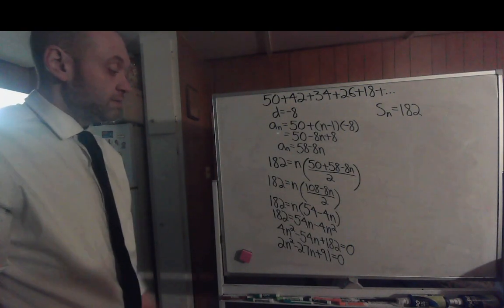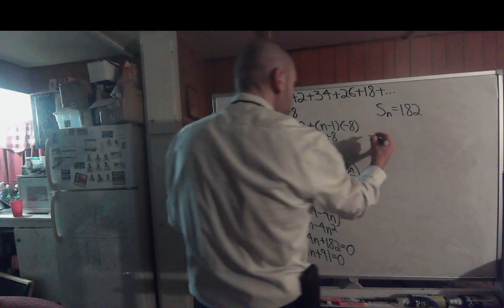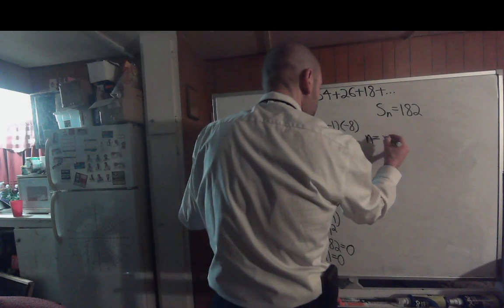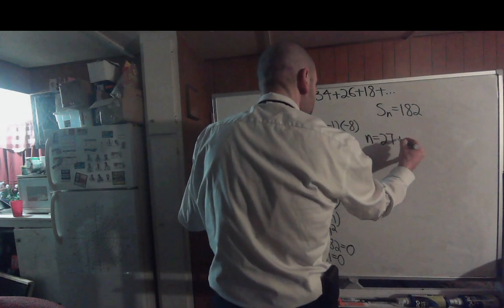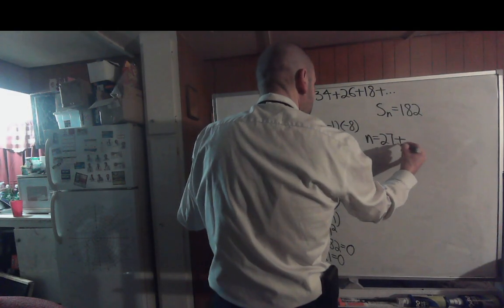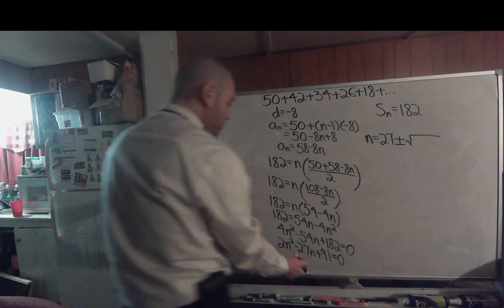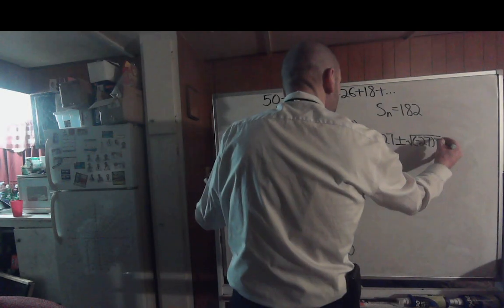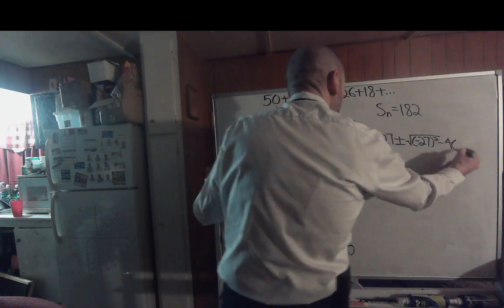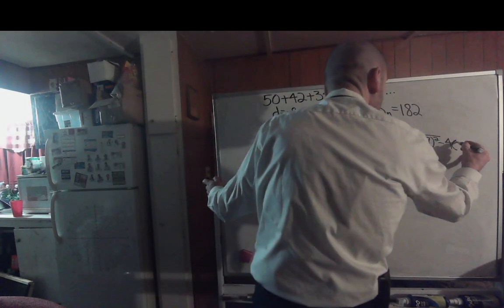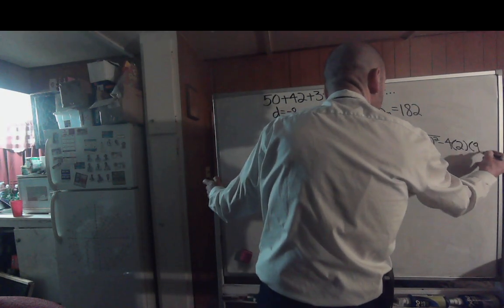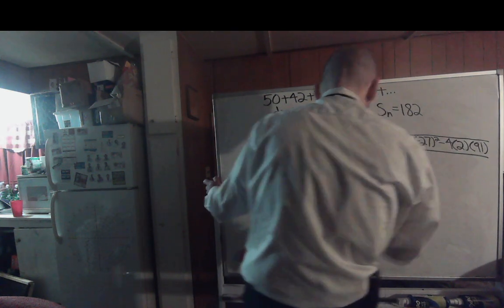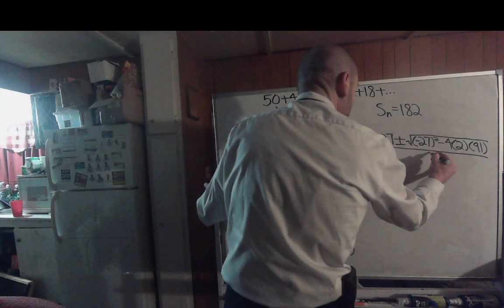So guess what? Quadratic formula time. So n equals the negative of b, so negative 27 would be positive 27 plus and minus the square root of your b squared, so that would be negative 27 squared minus 4 times your a of 2 times your c of 91, all over 2 times your a of 2, that'd be all over 4.